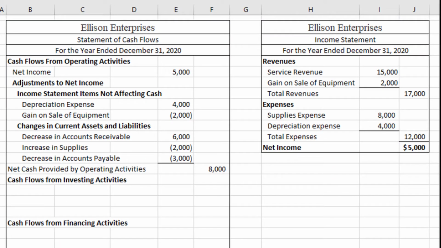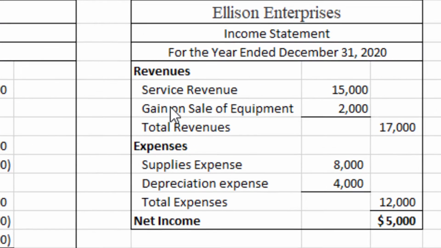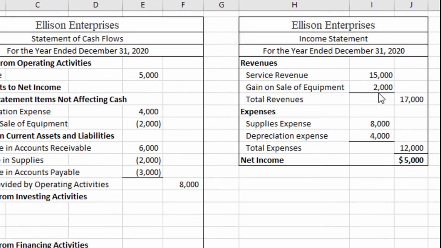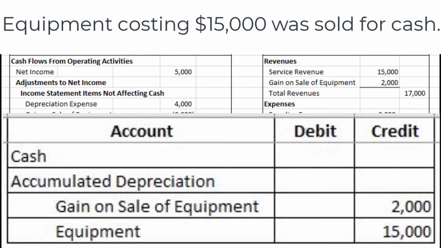First, if we look to the income statement, we can see that we have a gain on the sale of equipment for $2,000. So that solves one of those blanks. We know that we have a gain on the sale of equipment, which is going to be a credit for $2,000. Now the accumulated depreciation in the journal entry is a little bit more difficult to find, but we can still get there by manipulating a known equation.